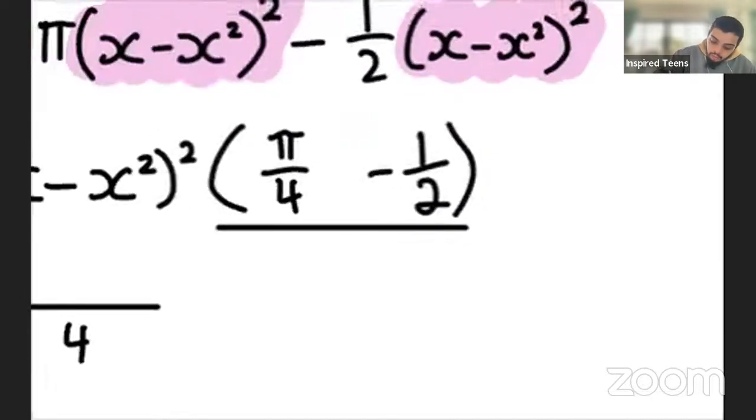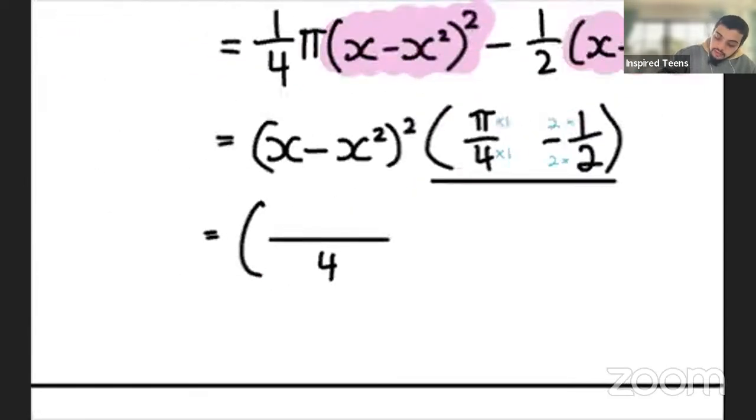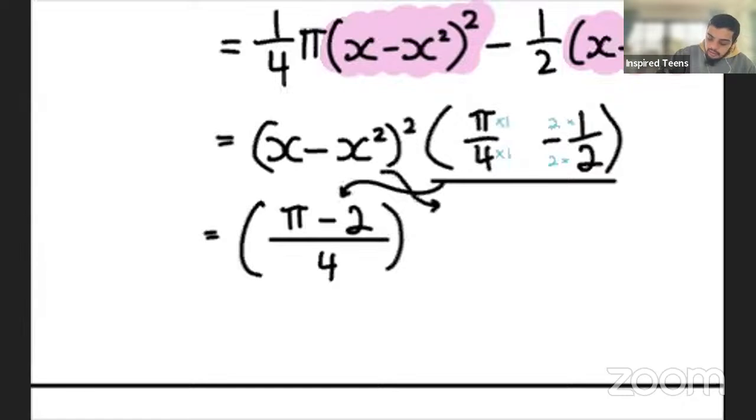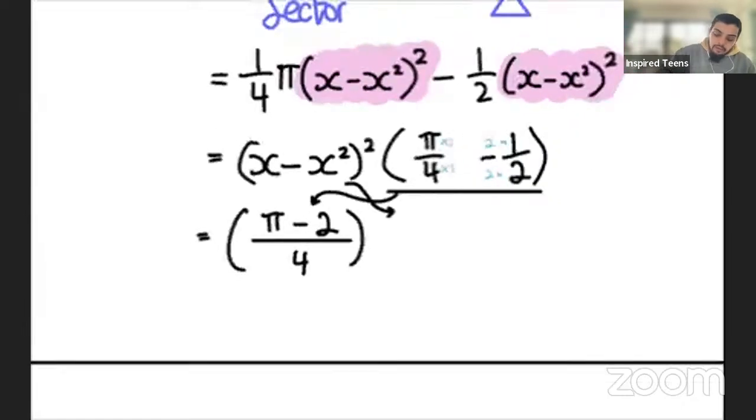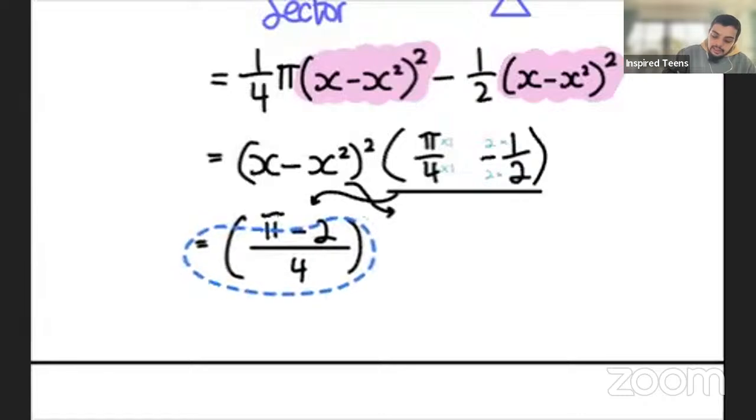So to go from 4 to 4, I multiply by 1, so those would remain the same. But to go from 2 to 4, I have to multiply by 2, so 1 multiplies by 2 as well. So this essentially becomes pi minus 2 over 4. I just wrote this here, and I'm going to write that there. Okay, pi minus 2 over 4, and that's exactly what they get.